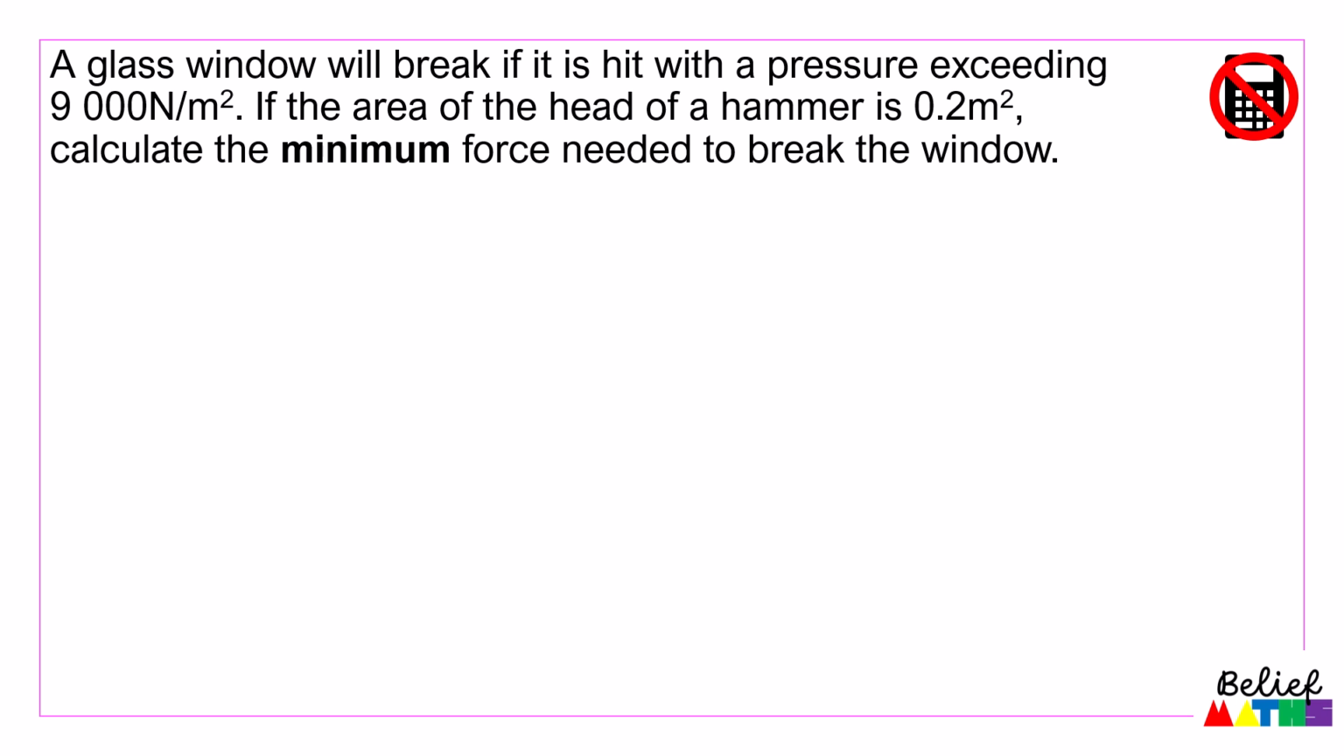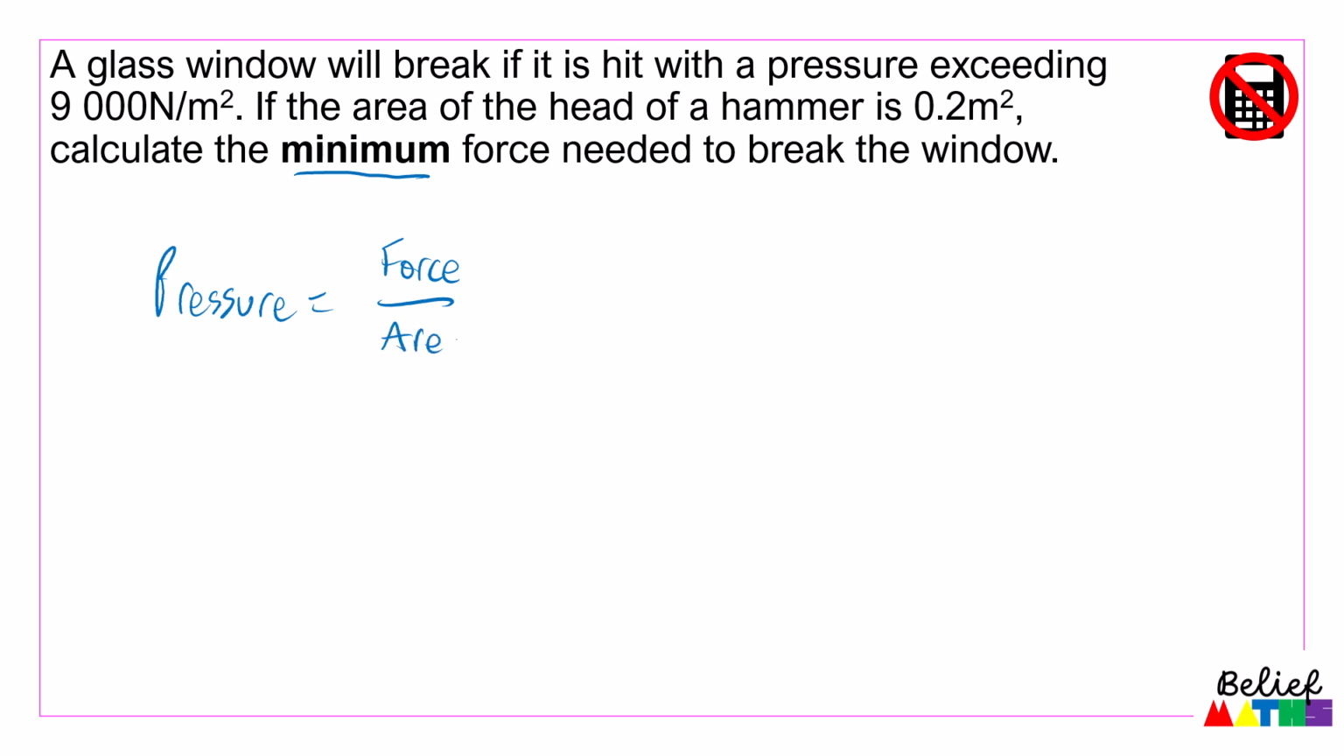So this question again is about pressure, and it says a glass window will break if it's hit with a pressure exceeding 9,000 newtons per meter squared. It also tells us the area of the head of a hammer is 0.2 meters squared, and we must calculate the minimum force needed to break the window. So that is that minimum force. So going back to our formula, pressure equals force divided by area.